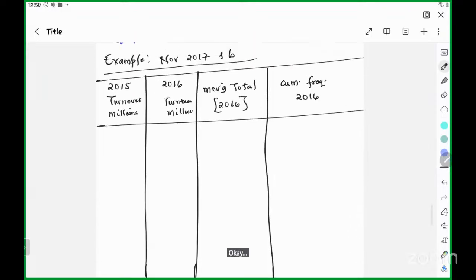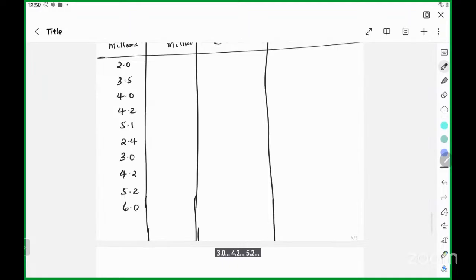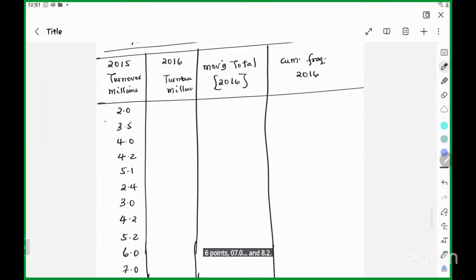Okay, so we're going to write them out. For 2015 I have 2.0, 3.5, 4.0, 4.2, 5.1, 2.4, 3.5, 3.0, 4.2, 5.2, 6.0, 7.0, and 8.2. So they go like that.